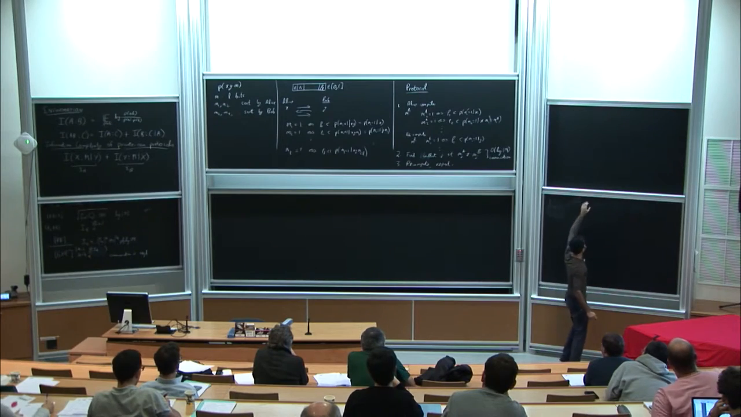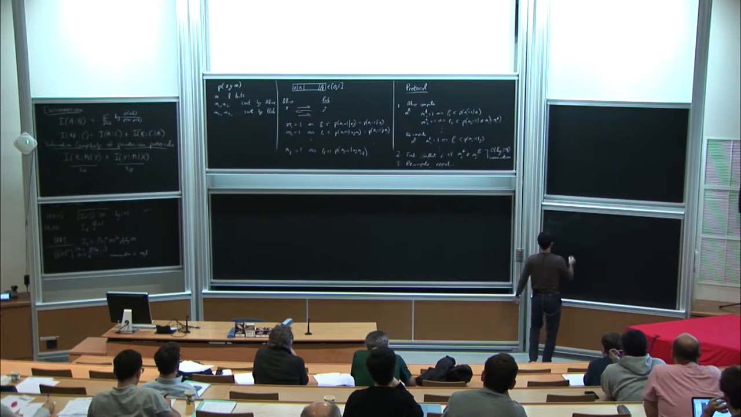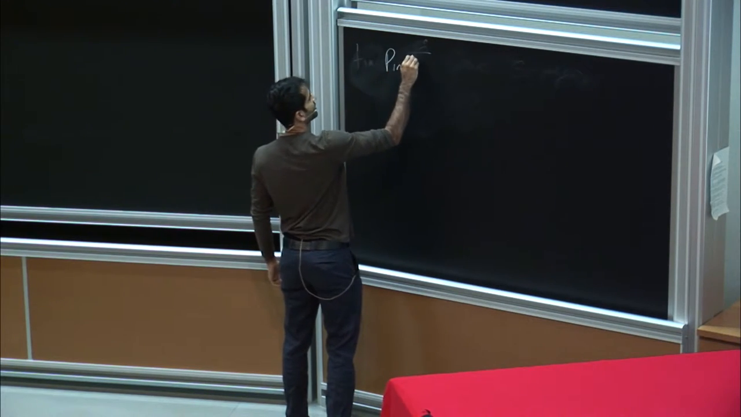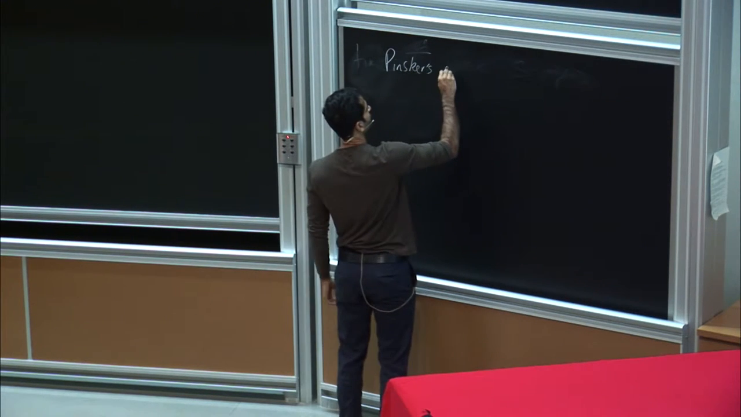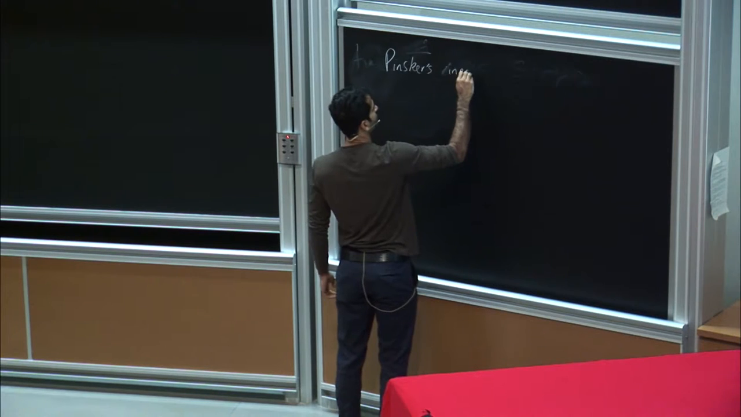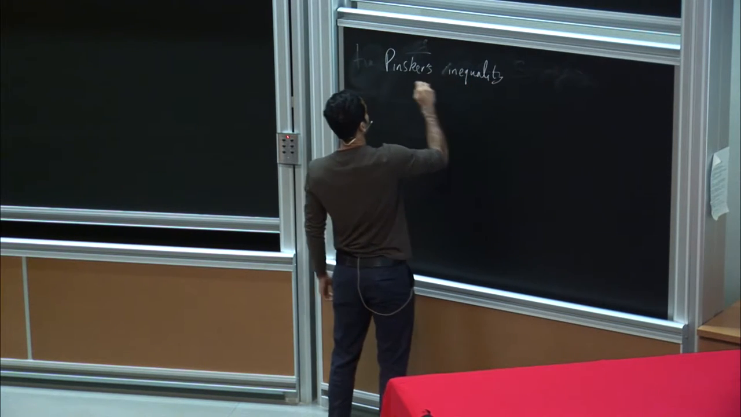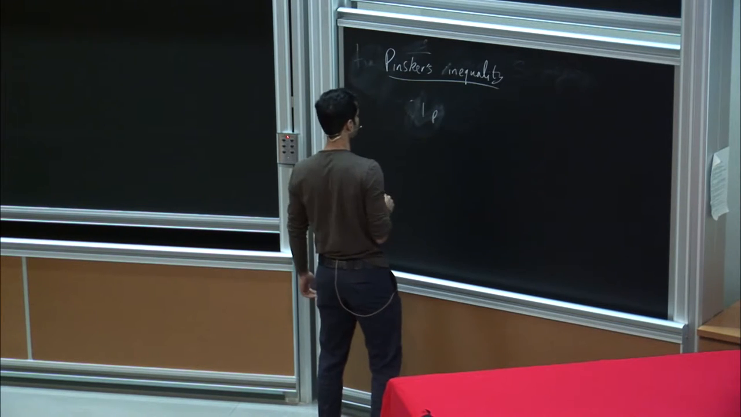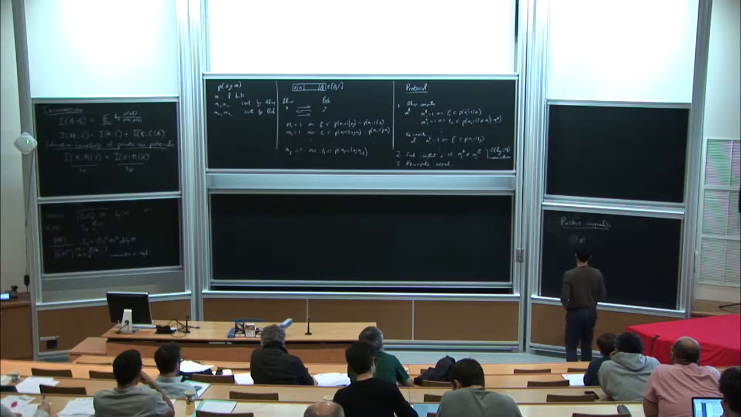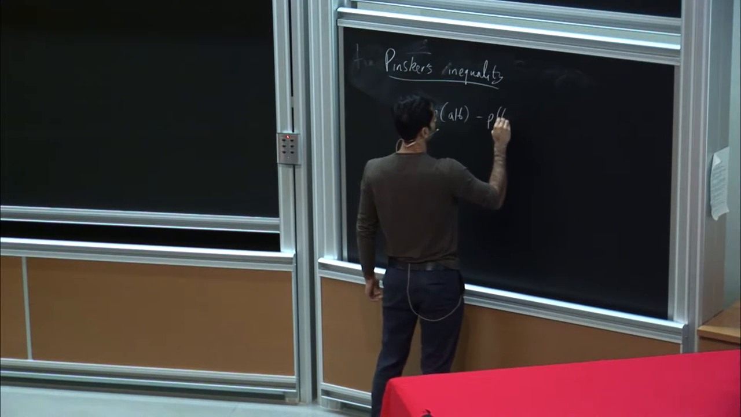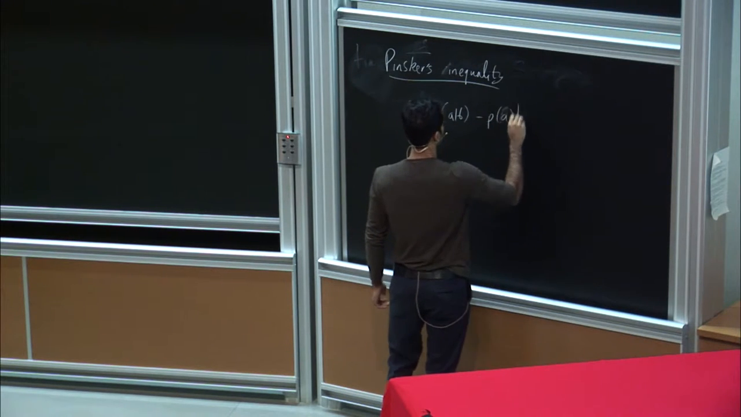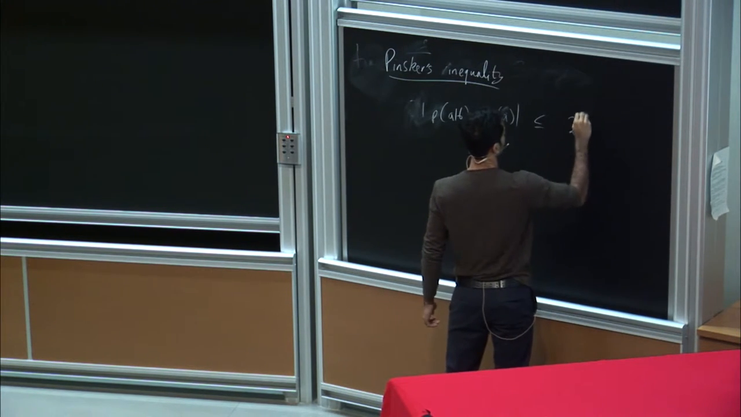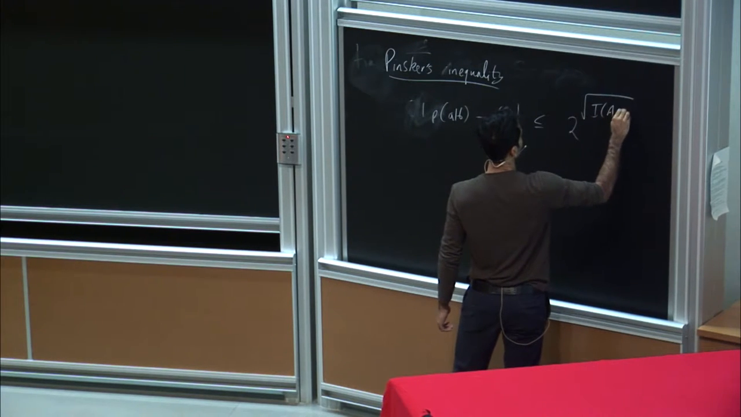To formalize that, we're going to use Pinsker's inequality. Let me remind you what that is. It says the L1 distance between A given B and just A is bounded by the square root of 2 times the mutual information between A and B.